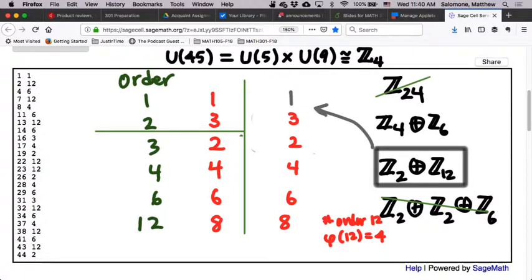5 is an odd prime. And the U group associated with any power of an odd prime is definitely cyclic. Right. So cyclic, and its order is given by the Euler phi function of 5, so it's a cyclic group of order 4. And then what about U9? Z6. Okay. Z4 direct product Z6.